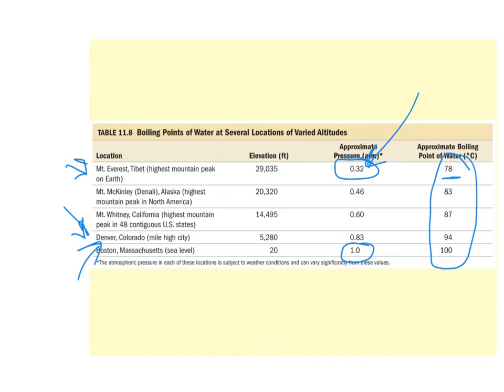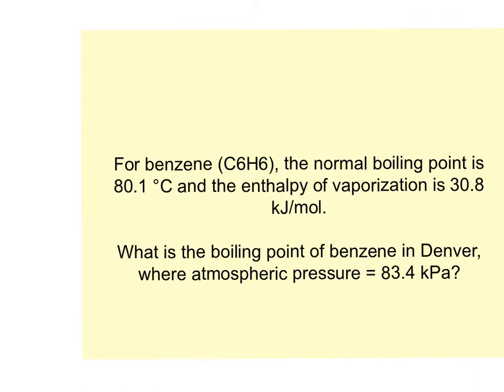Okay? Same thing in Denver, where it's a little less than the 1 atmosphere at sea level, and the boiling point of water is lowered by 6 degrees. So we can do a calculation where we can figure out what the change is, right?